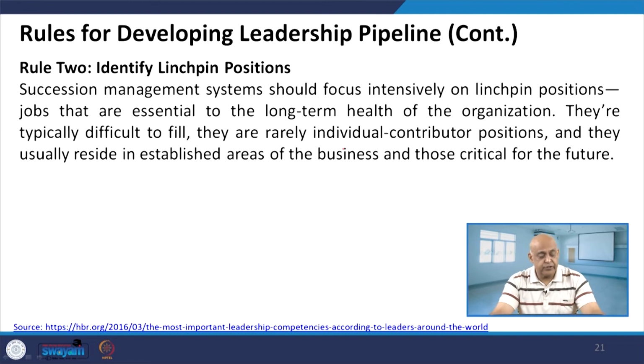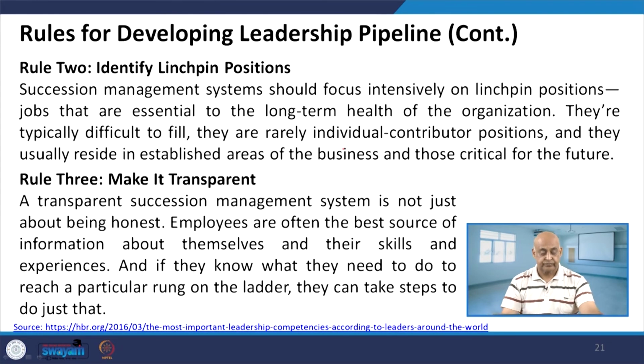Rule 2, identify the linchpin positions. Succession management means developing the leadership pipeline, and it should focus intensively on the linchpin positions, jobs that are essential to the long term health of the organization. They are typically difficult to fill because people in the organization are working since long and want to create that environment. So, organizations are always focusing on long term objectives with this type of leaders. These positions are rarely individual contributor positions, and they usually reside in established areas of business, those critical for the future.